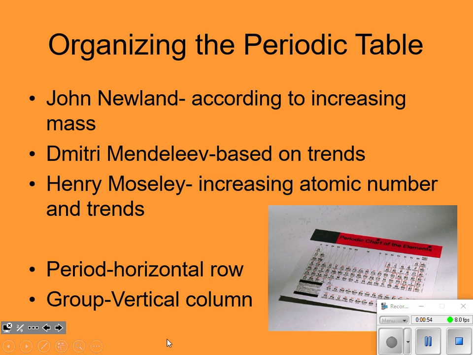Dmitry Mendeleev based it on the trends of the periodic table that we're going to be talking about a little bit later in class. And Henry Moseley used the trends in the atomic number. Really, the two vocabulary terms that you should be aware of are on the bottom of this slide. So maybe that's where you want to circle those. A period is referring to a horizontal row across the periodic table. A group is going down a vertical column.